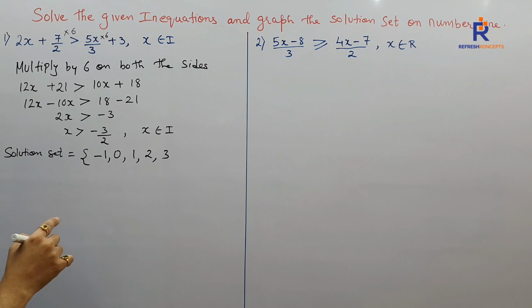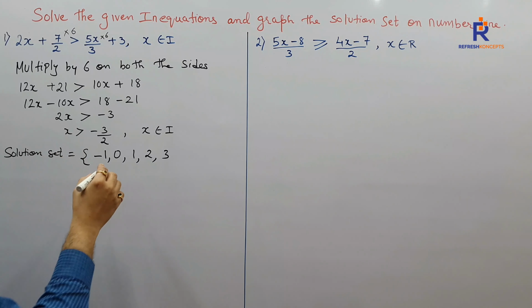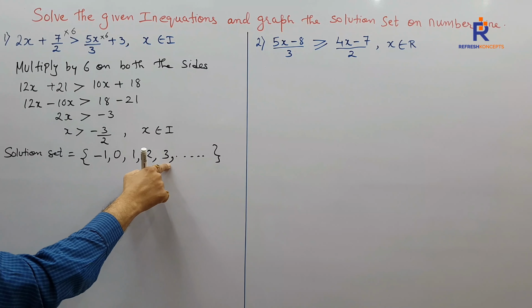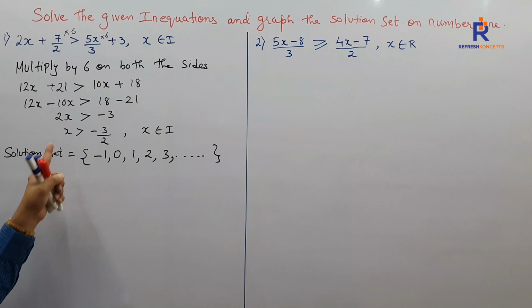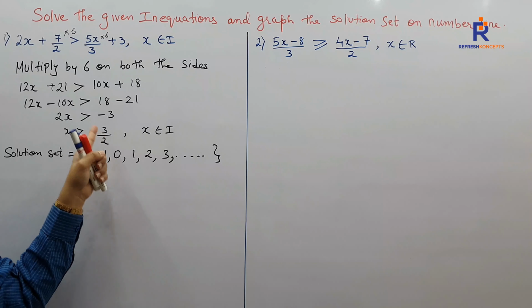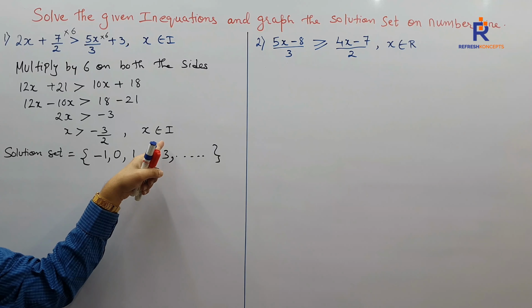Sir, to what extent am I supposed to write down? It's an infinite series on the positive side. Dot, dot, dot. Comma here. Mind you, comma here. This comma is very important. X is greater than minus 3 by 2, that is x is greater than minus 1.5. X being an integer, x belongs to integer, right?